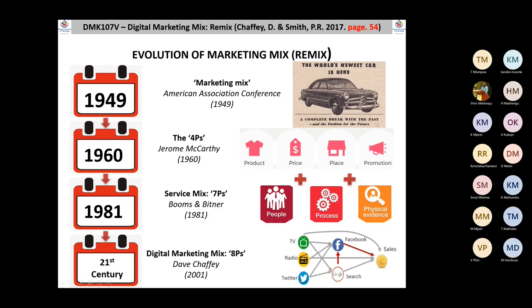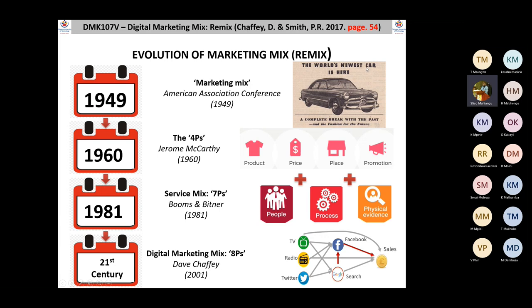You've got a little background about the evolution of the marketing mix in this slide, indicating that it started around 1949, not so long ago or long ago, depending on how you view it. At an American Association conference, they theorized and coined the term marketing mix. This was based on the Ford advert that you see there.